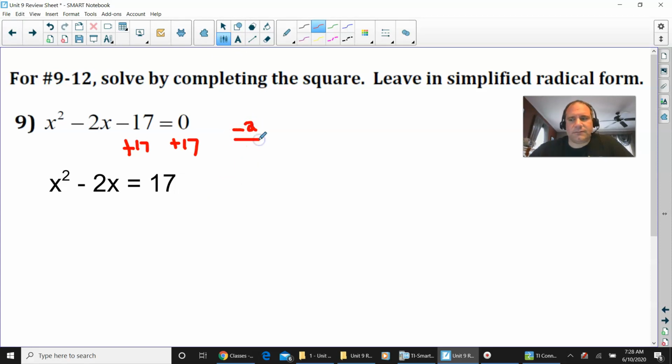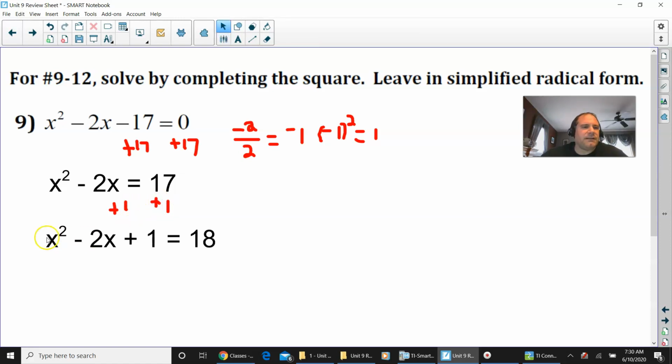So now you take the b, which is negative 2, and divide it by 2, and you get negative 1. And then you take that negative 1 and square it, which is positive 1 now. Then you add it on both sides. So you're going to end up with x squared minus 2x plus 1 equals 17 plus 1, which is 18.